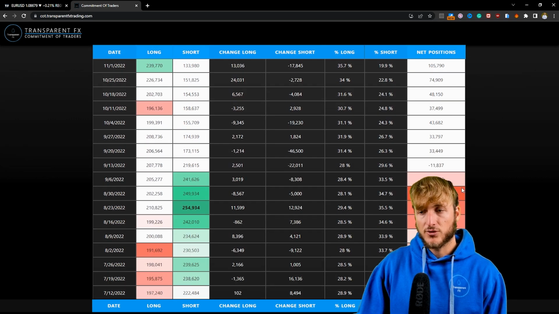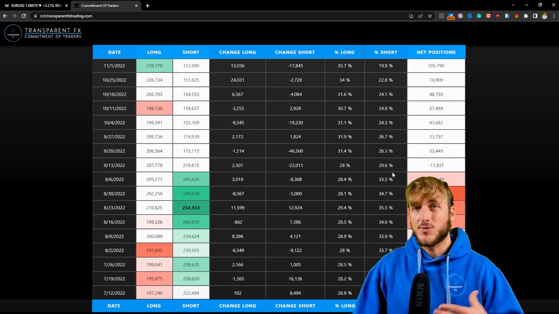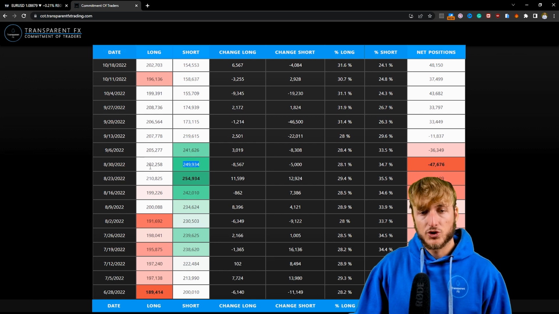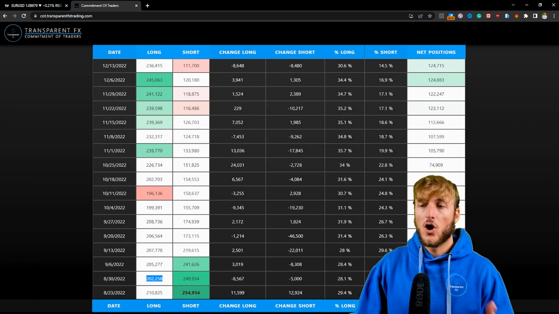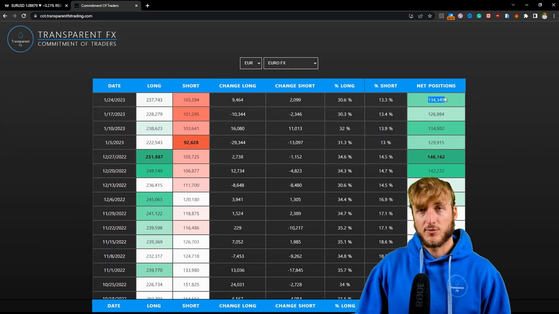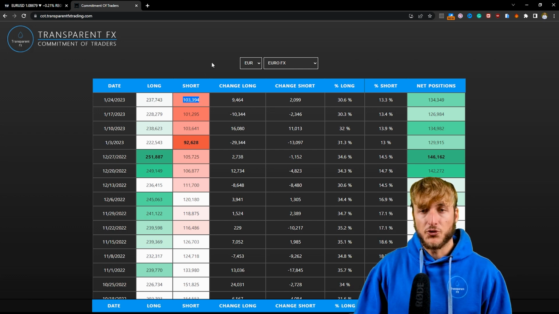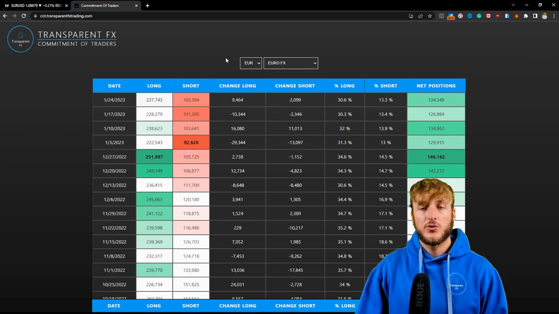And if we look at the long term, we can actually see how the shift has been massive. We went from having a negative net positioning of minus 47k net positions, with more shorts than longs on the institutional side of the market for Euro USD, all the way up now to having a positive net positioning, so more longs than shorts from an institutional perspective on Euro USD.